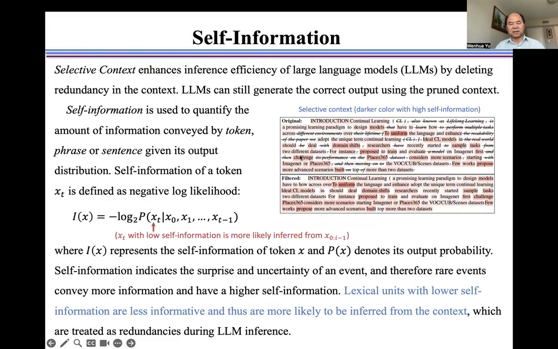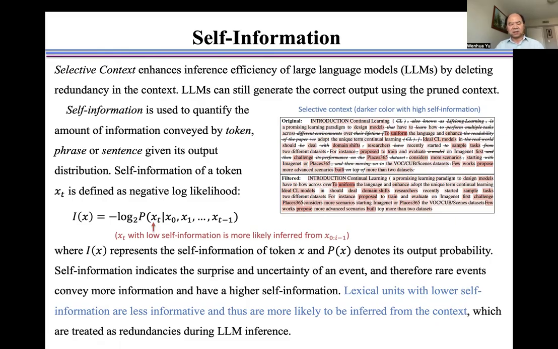This original context and this filtered context. Self-information is used to quantify the amount of information conveyed by a token, phrase, and sentence given its output distribution. Self-information of a token x_t is defined as negative log likelihood as shown here, where I represents the self-information of a token x and p denotes its output probability.